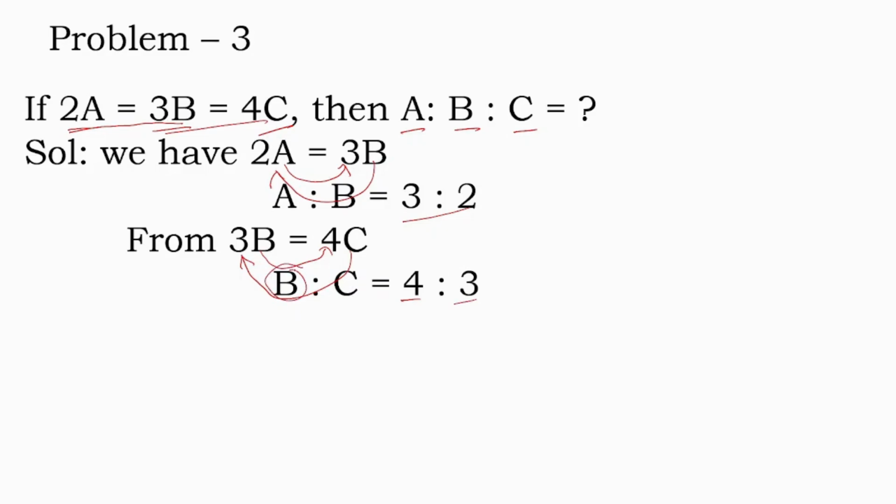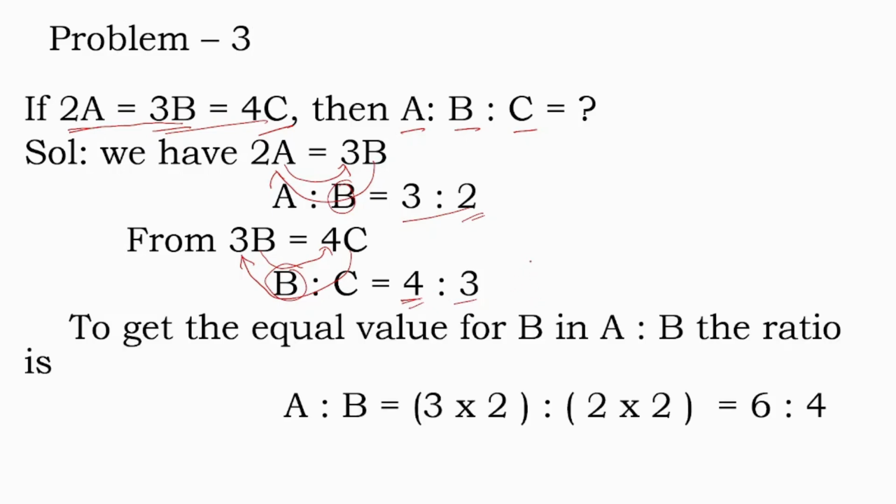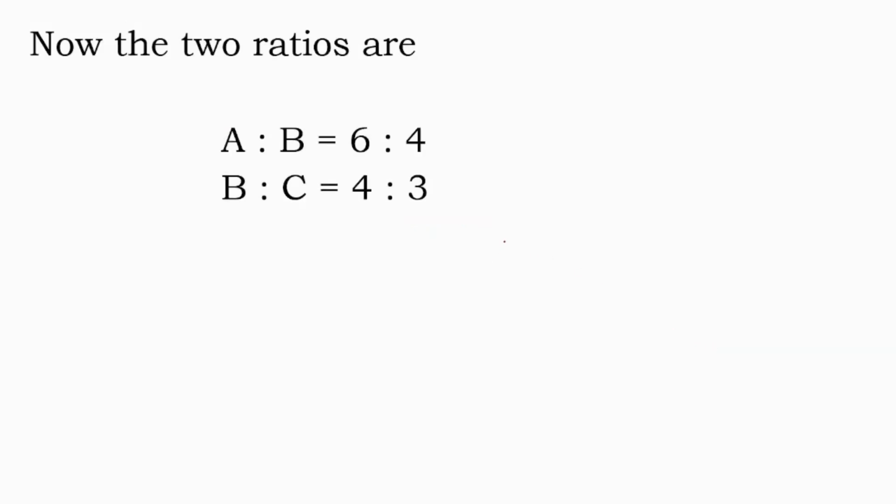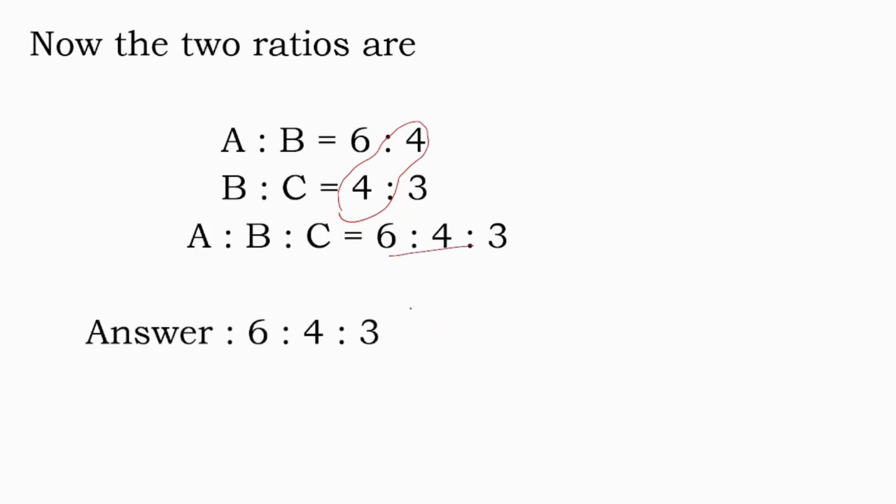Here b is the common term, and here the b value is 2 and in the second ratio the b value equals 4. So we have to equate this one. That's why the first ratio is multiplied with 2. 3 into 2, 2 into 2, that is 6 is to 4. So A is to B can be expressed as 3 is to 2 equal to 6 is to 4, as it is multiplied by 2. And now A is to B is 6 is to 4 and B is to C is 4 is to 3. So 4 is common. So A is to B is to C is 6 is to 4 is to 3. So the answer is 6 is to 4 is to 3.